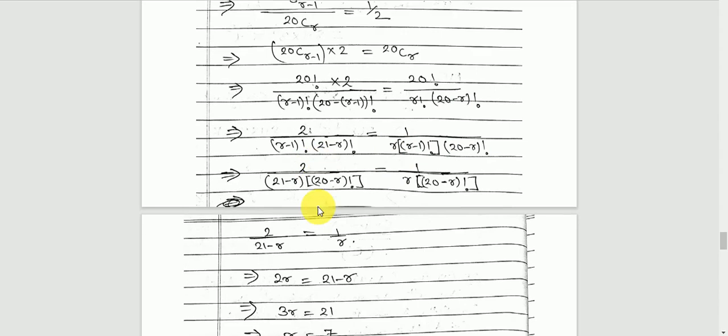Now you can see that factorial (r minus 1) and factorial (r minus 1) cancel, so we are left with 20, and for factorial (21 minus r) we can write (21 minus r) into factorial (20 minus r), equal to 1 upon r factorial (20 minus r). In the next step, factorial (20 minus r) on the right and left get cancelled, so we are left with 2 upon (21 minus r) equal to 1 upon r. Simplify it, you'll get r equal to 7. So you got the value of r.